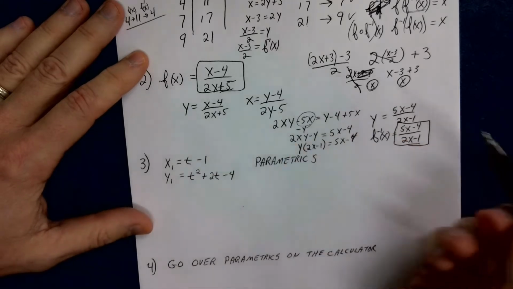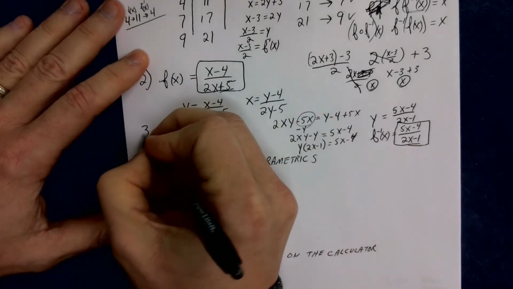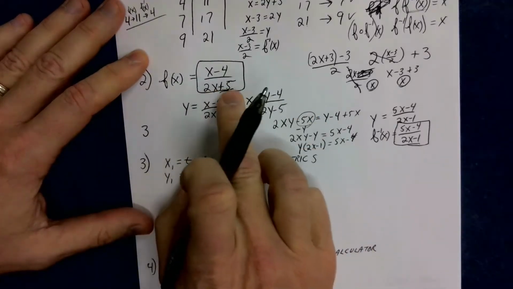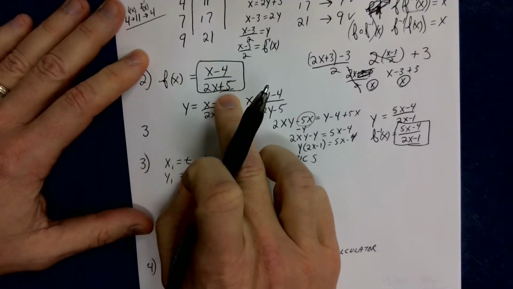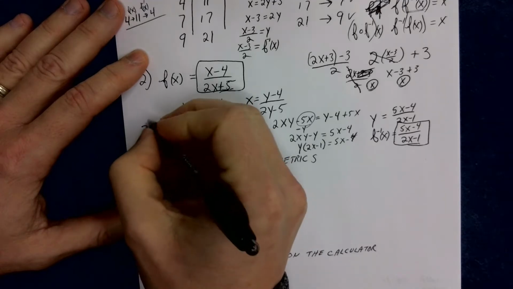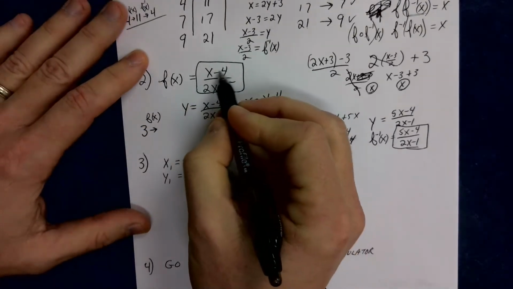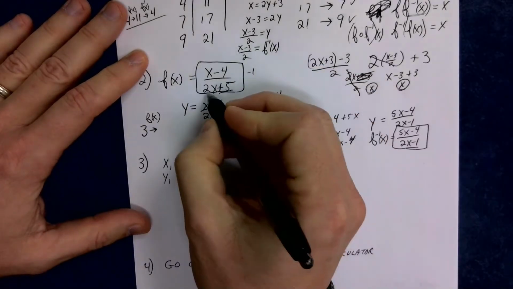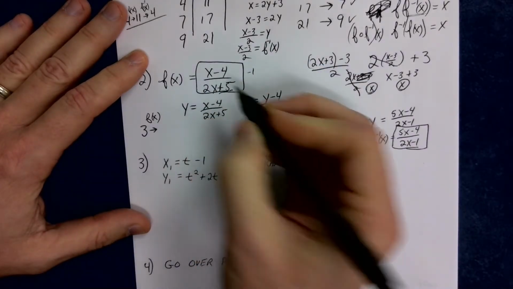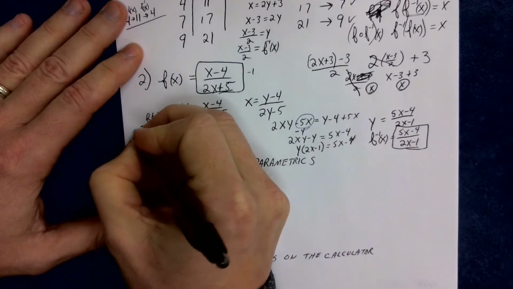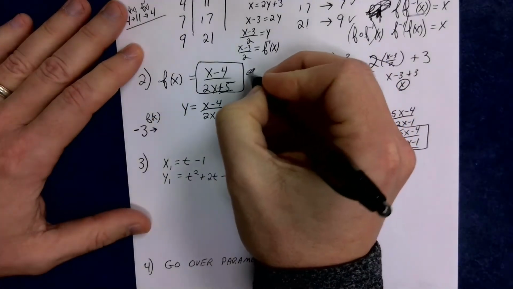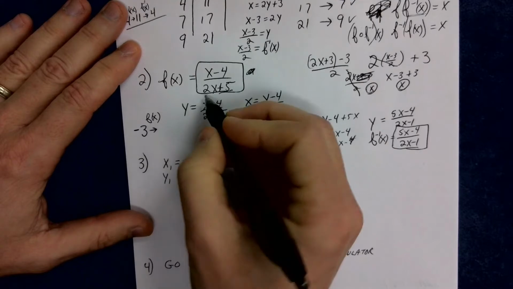Let's try 3. 3 should be easy, and I say that because I know that's going to give me a denominator of 1 right here. So let's plug 3 into f of x and see what I get. So 3 minus 4 is negative 1, and 2 times 3 is 6 plus 5. Oh, sorry. I want to use negative 3. My bad. I want to use negative 3. So plug negative 3 into there.